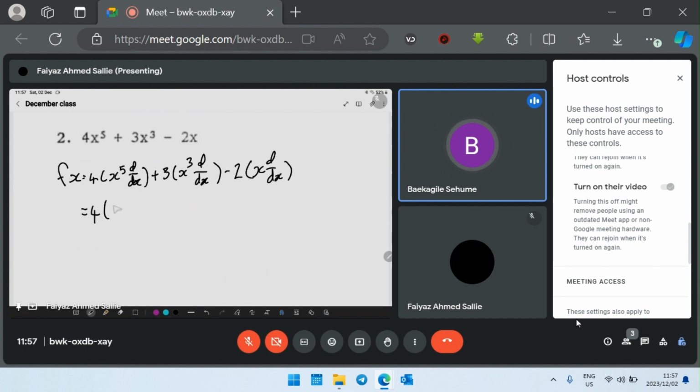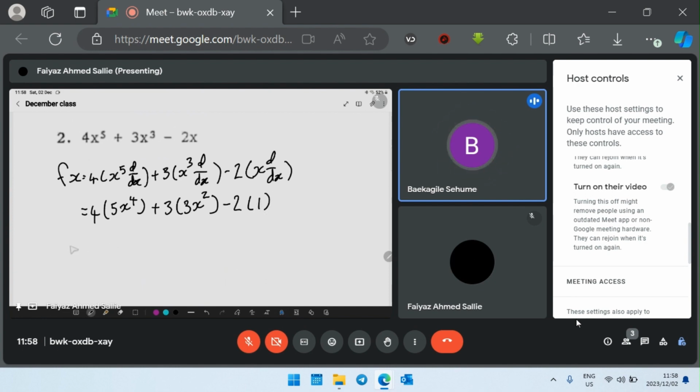For the first one, I'll use my first rule. So I bring down the 5. And then it's x to the power 5 minus 1, which is 4. Then plus 3, constant, and then bring down the 3. Then it's x to the power 3 minus 1, which is 2. And then for x it's just 1.